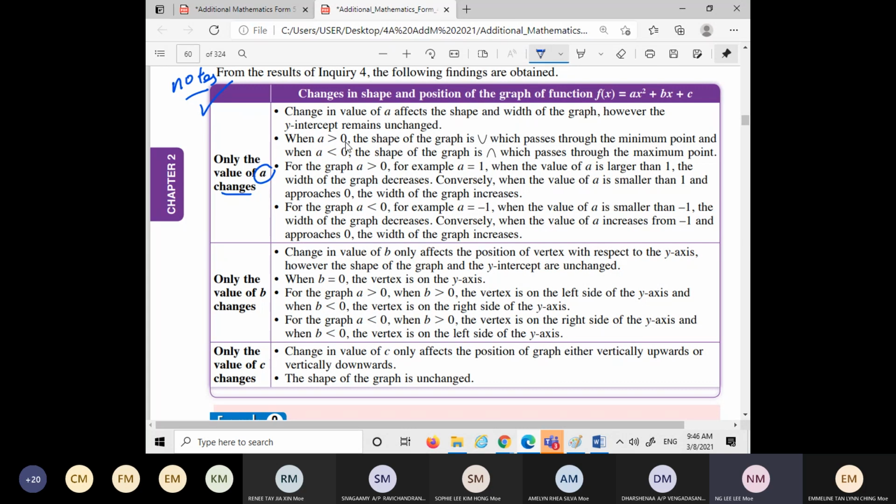When a is greater than 0, the shape of the graph is this smiling face, which passes through the minimum point. When a is smaller than 0, the shape of the graph is this, we say the sad face, which passes through the maximum point. So for the second dot, I'm going to show you now. a is positive, smiling face. a is negative, sad face.